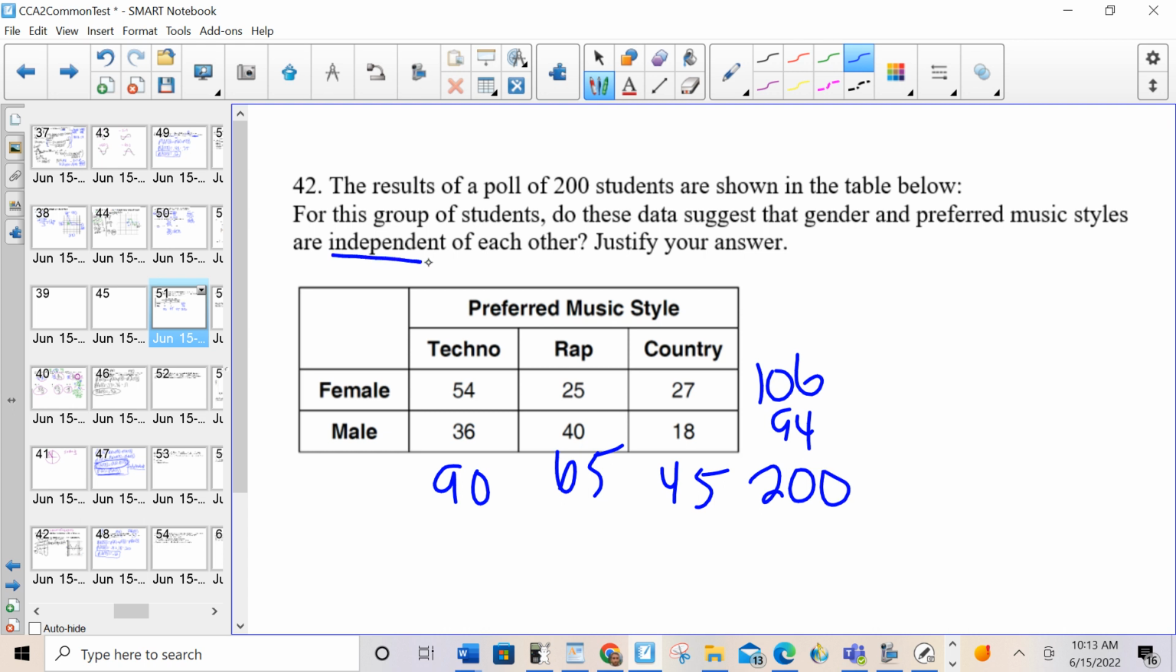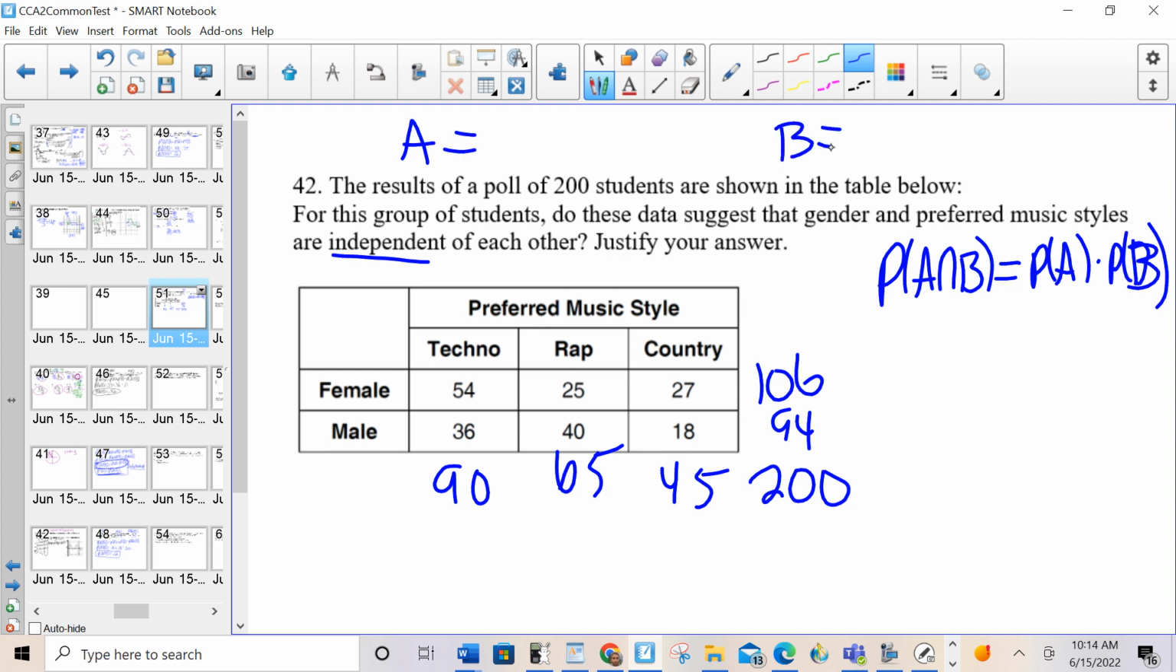It wants to determine if they're independent. You need to know the formula for independent, same formula we used before: P of A and B equals P of A times P of B. Decide what you want A and B to be. It doesn't matter, but one has to be a gender and one has to be a preferred music style. So I'm going to go for female and techno, because that just sounds fun.